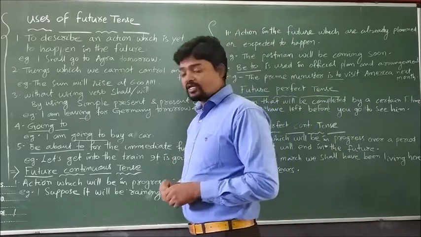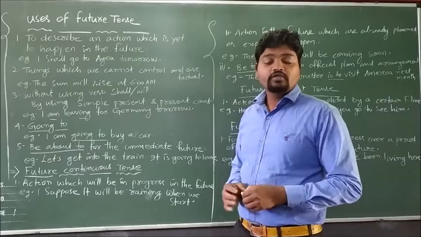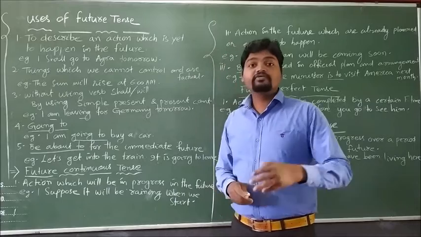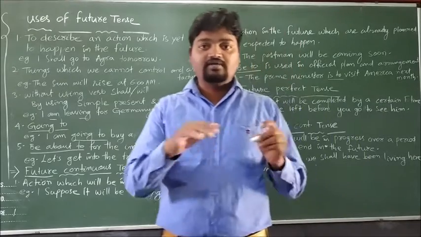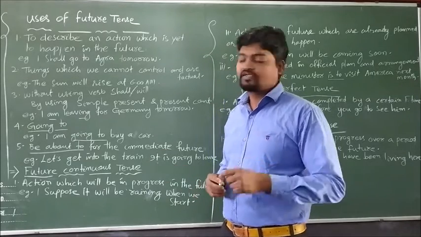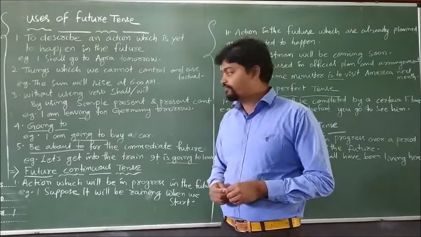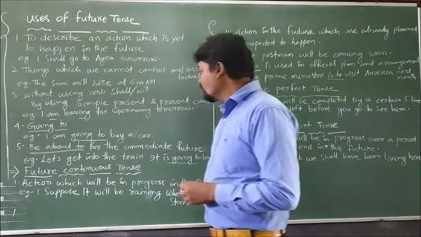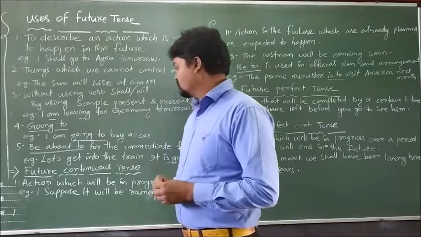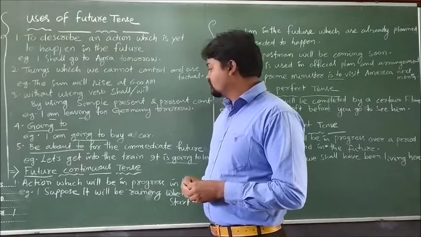Immediate future. Example, let's get into the train. It is going to leave. Suppose you are standing at the train station, and then the train arrives there. At that moment, what will you say? Let's get into the train. You will say definitely, right? Oh, it is going to leave. So by using be about to, we can use what? Simple future tense, right?